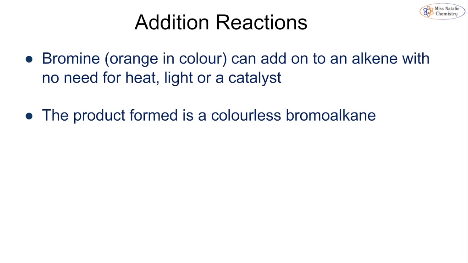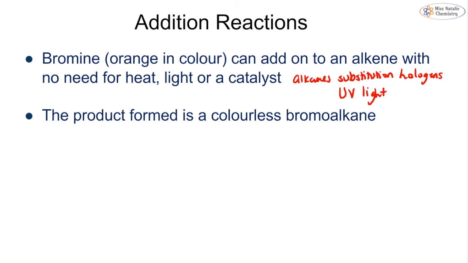Now we learned back when we looked at the alkanes that the alkanes undergo substitution reactions with the halogens. And we discussed that when this reaction happens, we require UV light. Now, the difference with the alkenes is the alkenes are so reactive that they will react with the halogens without the need for heat, light, or a catalyst. They will simply react by being in the presence of each other. And the product that we formed is a colourless bromoalkane. So we go from having an alkene with a double bond to having a bromoalkane that is completely saturated.